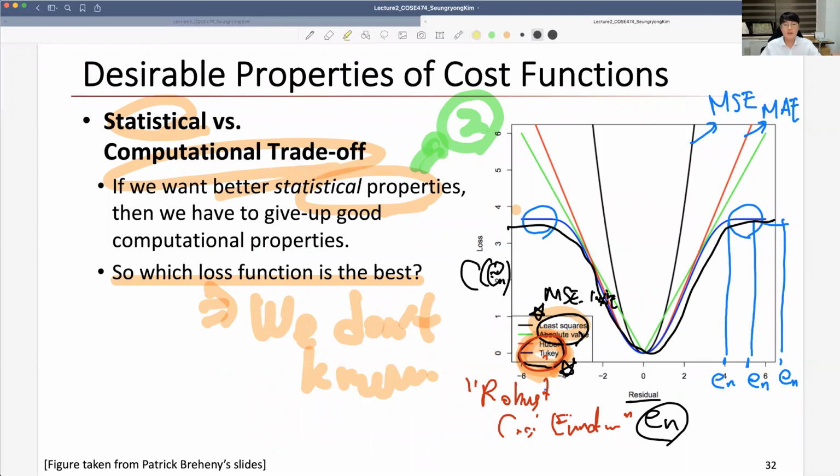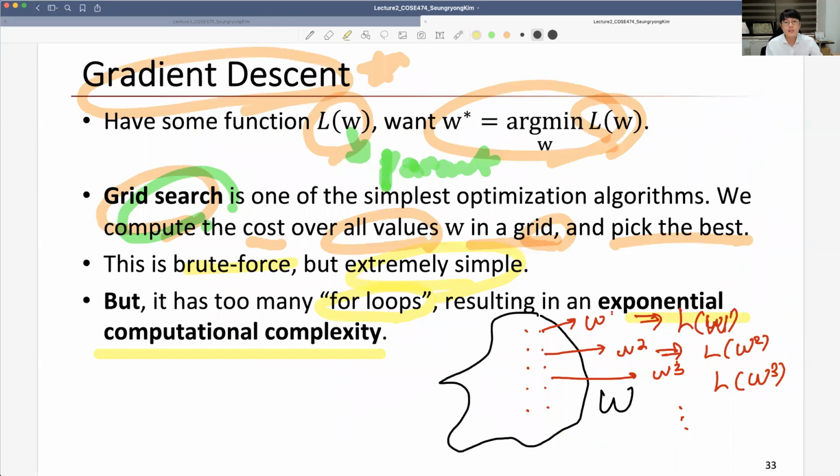Here was the further cost function, something like this one. This cost function is called the robust cost function. Okay, so if you define the cost function, we want to find the parameter W that minimizes this cost function. The first thing we can do is to use the grid search algorithm. In grid search, we can compute the cost over the whole range of W values in a grid and pick the best, right? So this is very brute force, but extremely simple.